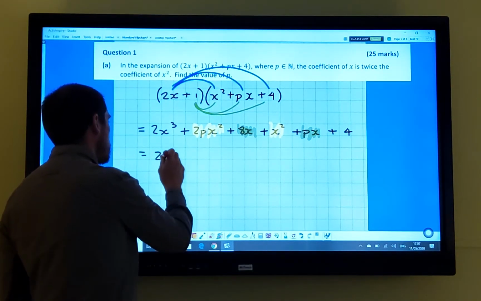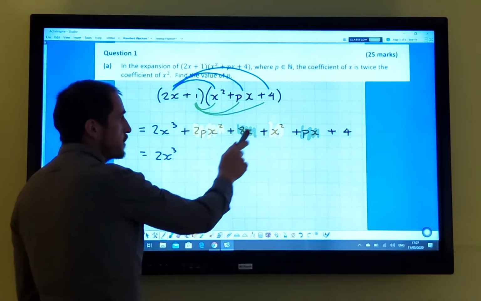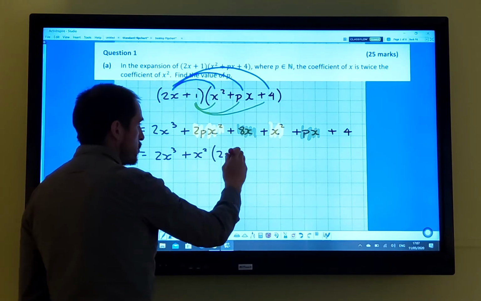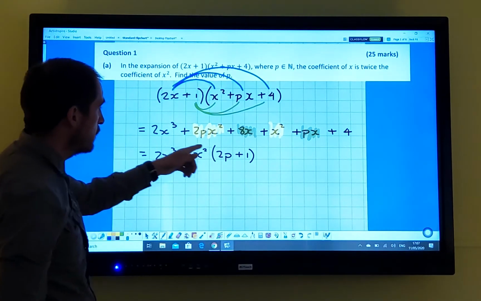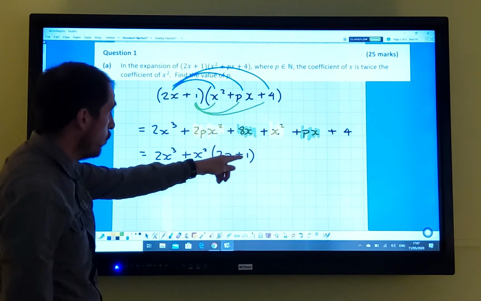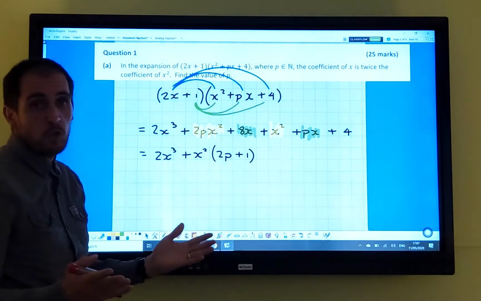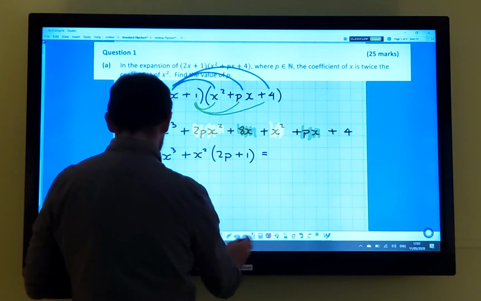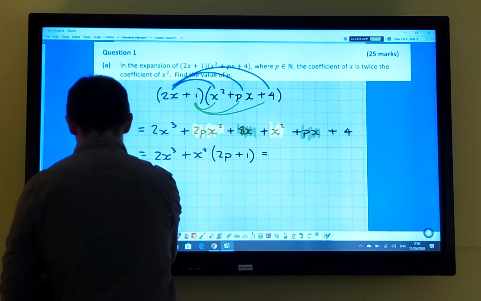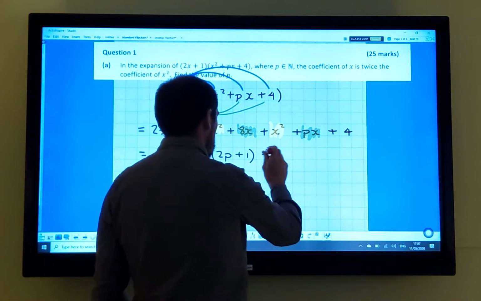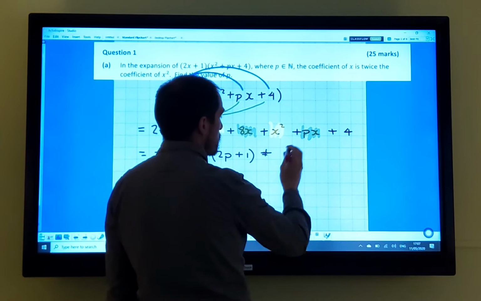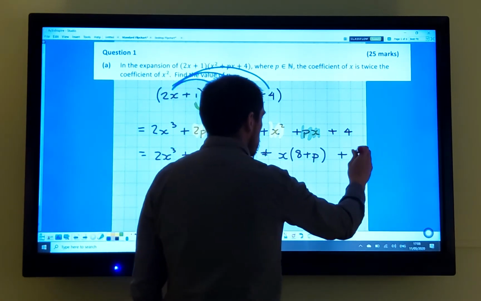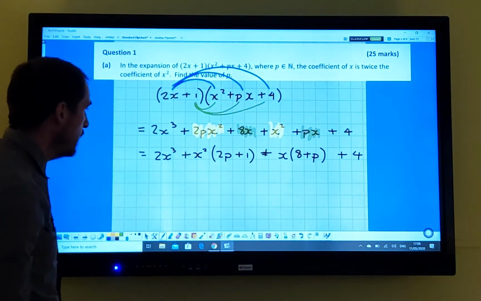So that will be equal to 2x³. Now, taking my 2px² and x², I can factorise it and write (2p + 1)x², because 2p times x² is 2px², and 1 times x² is x². It's just another way of writing it, same thing. I do the same for this one here. That's going to be plus, now, it's 8x plus px, so it's x times (8 + p), plus 4.